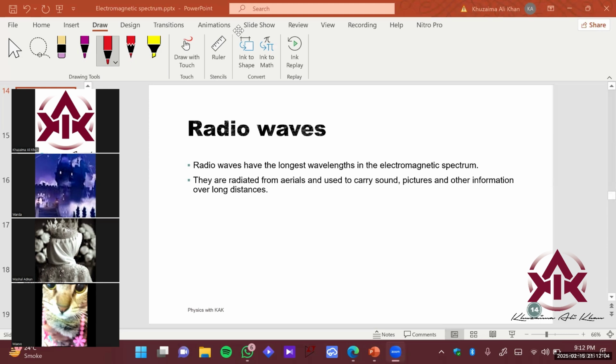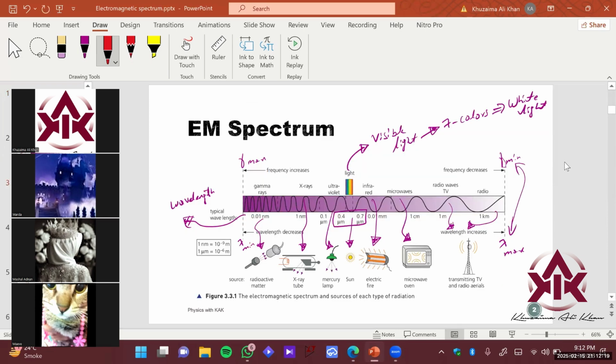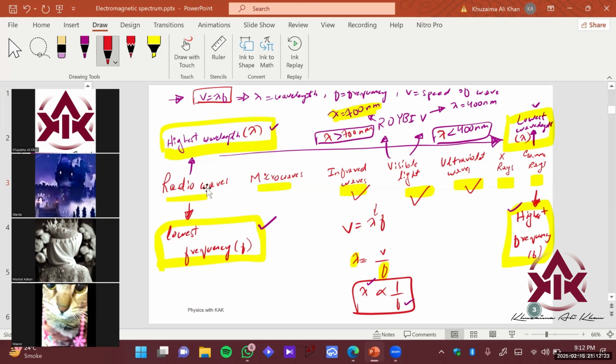And I have a comment from Mashal. Mashal remembers the pattern. That's good. It has the longest wavelength and the lowest frequency, used for communication technologies. Perfect. Whenever you start a new type of EM wave, go to the first, second page, where the summary is. Radio waves are at the start point here. It has the highest wavelength and the lowest frequency.